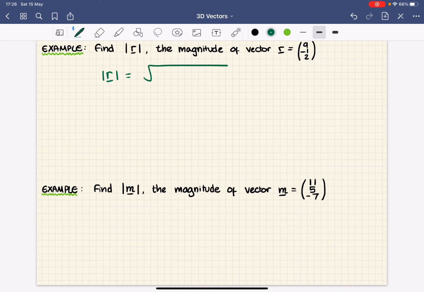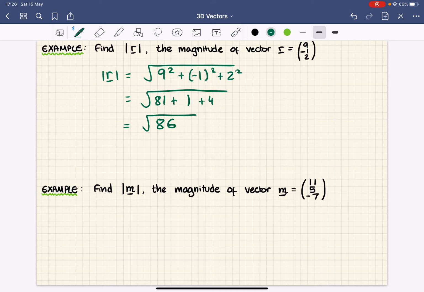So I want to square all these elements and add them together. So that's going to be 81. And remember, double negative there is going to be a positive. So that's just going to come out as root 86. And the square root of 86 is going to come out as 9.2736 and so forth, which is, to two decimal places, 9.27.